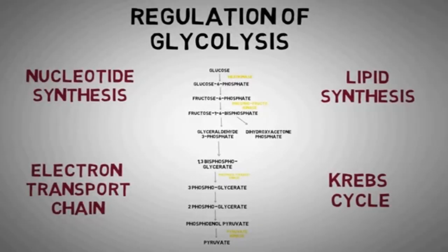Regulation of glycolysis occurs in nucleotide synthesis, lipid synthesis, the Krebs cycle, and the electron transport chain. So these are all the pathways in which glycolysis takes place.